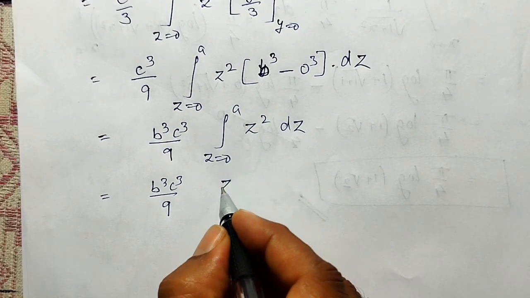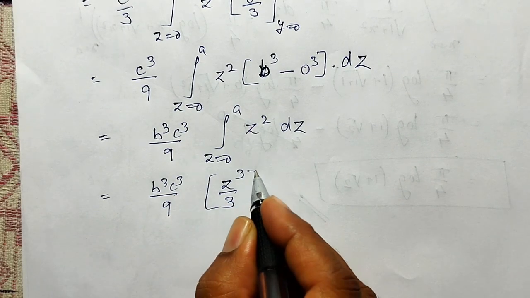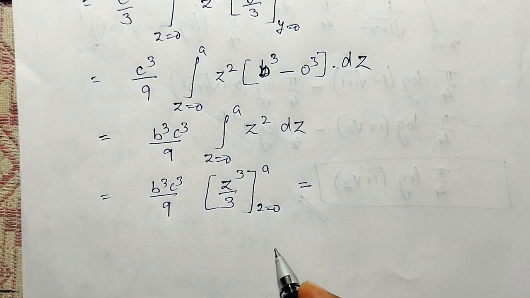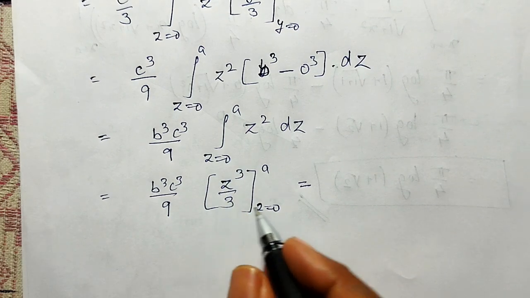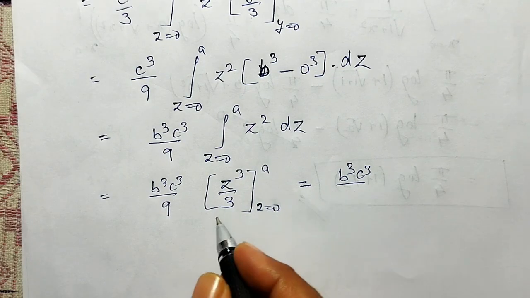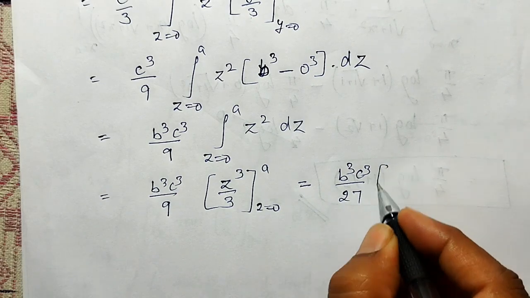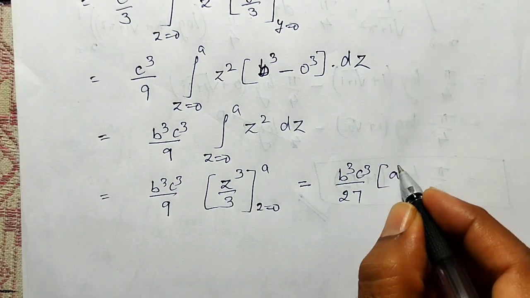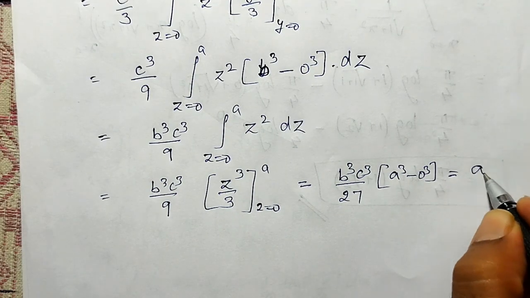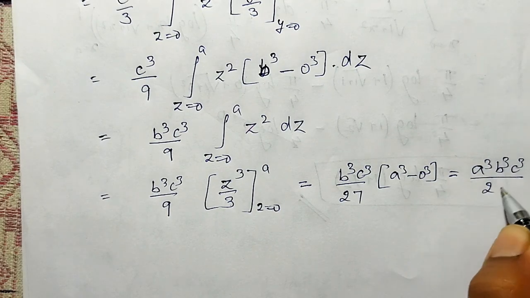Therefore, its integration will become z cube divided by 3 between the limits z equal to 0 to z equal to a. And now upper limit minus lower limit for this z, that becomes b cube c cube divided by 9, and this 3 also taken common outside, it will become 27. Upper limit minus lower limit, that is a cube minus 0 cube. Therefore, my final answer becomes a cube b cube c cube divided by 27.